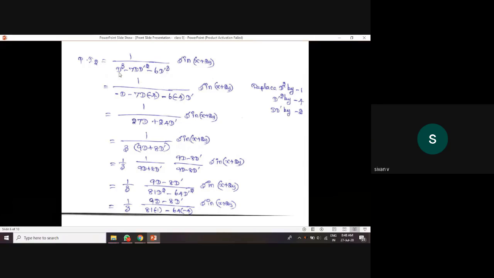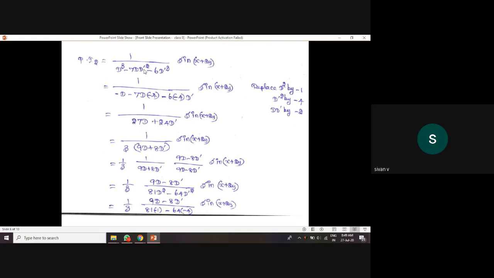Students, you have to open this D cube. D cube can be opened as D square into D. So for D square, you have to substitute minus 1, and D as it is. Already I told you, you have to substitute only for the square term. So this D cube can be split up as D square into D, and D square we substitute minus 1. The rest of the part is minus D, minus 7 D D dash square.